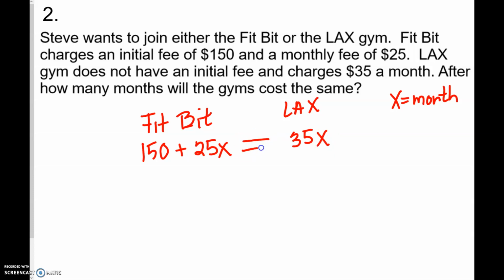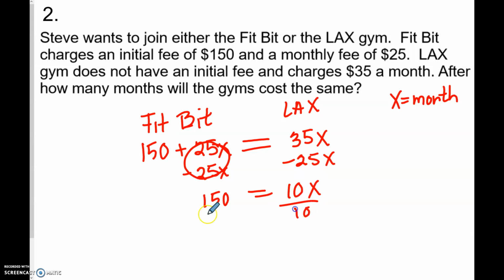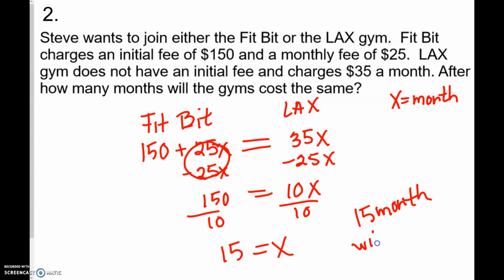So when are they equal? I'm going to get my letters together. So 25x minus 25x. So 150 equals, this cancels out. So 35 minus 25 is 10x. We're going to divide both sides by 10, and we get 15 equals x. So after 15 months, they will cost the same. 15 months will cost the same.